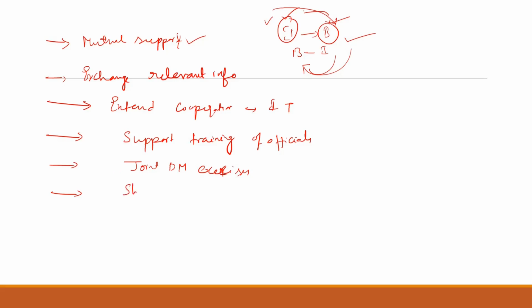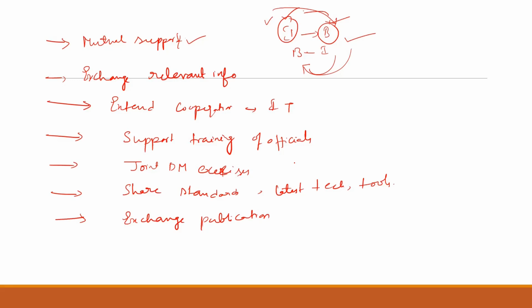Next, they have to share the standards, latest technologies, or tools for creating disaster resilient communities. Next, they have to exchange publications and materials such as textbooks or guidelines. If they are conducting any joint research activities regarding risk reduction or recovery, all such publications and materials they have to share between them.